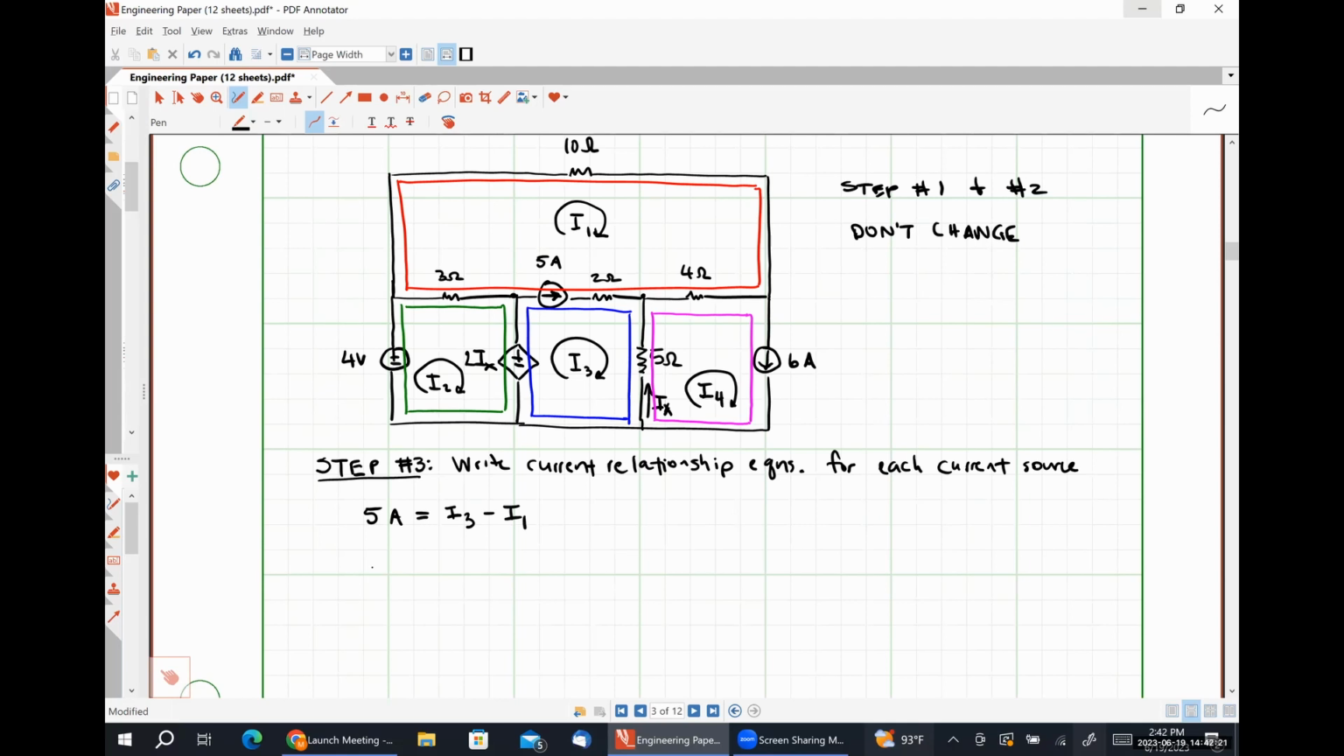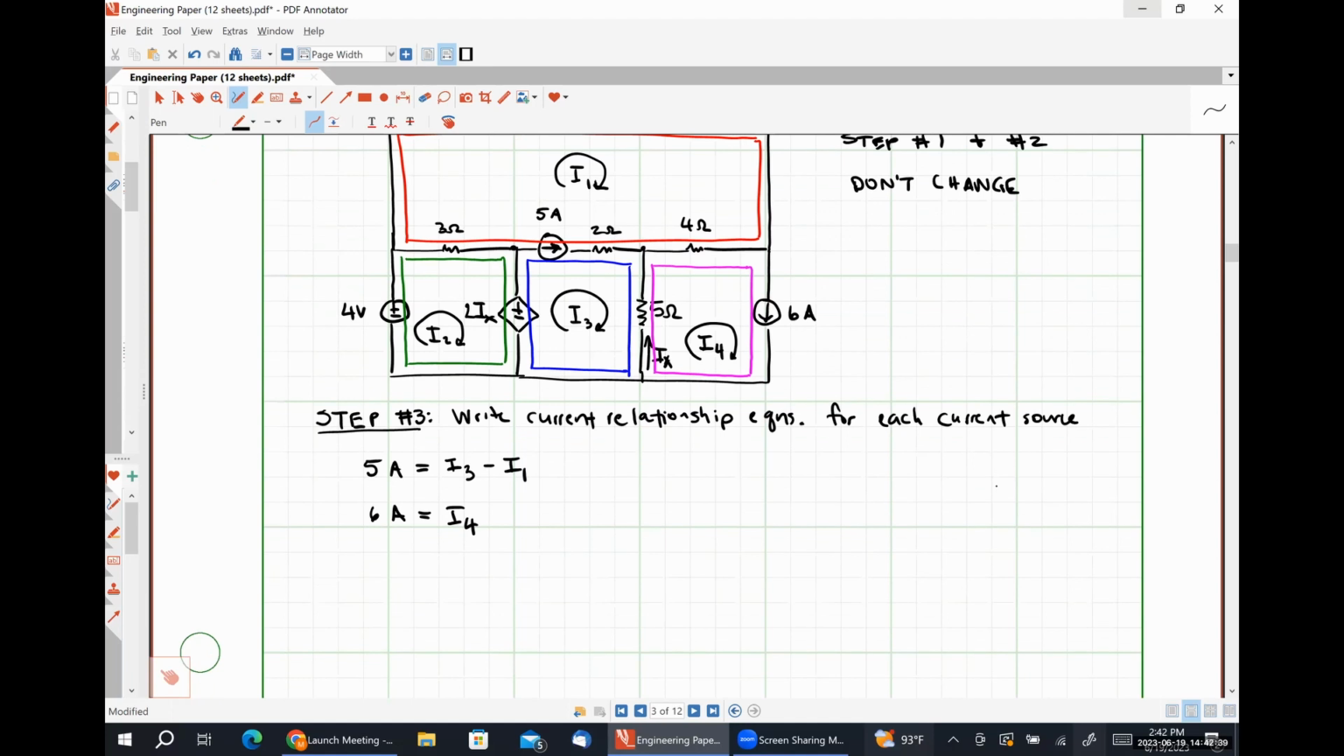Help me out with what's going on for our 6 amp source. Just equal to I4. Absolutely correct. Just I4. Okay.